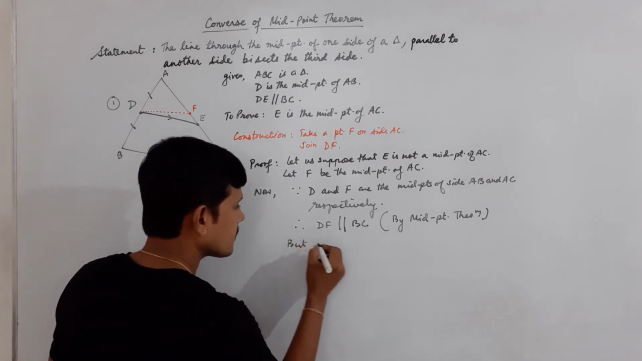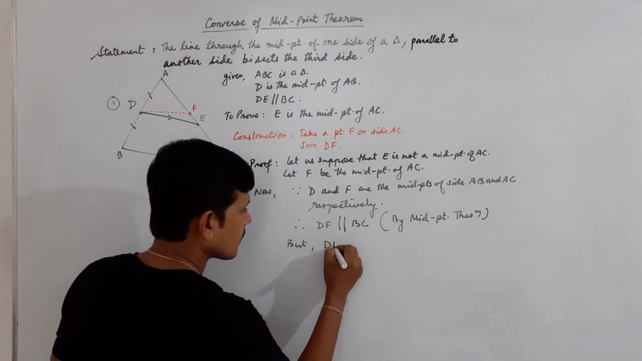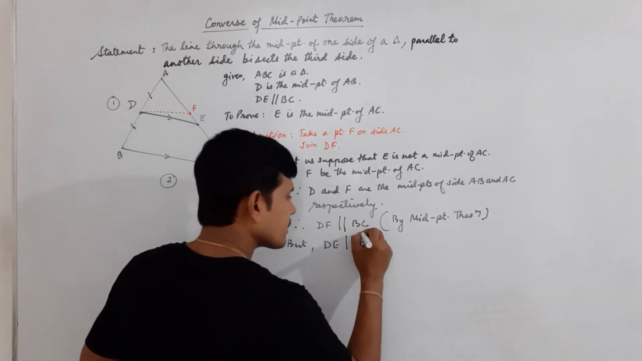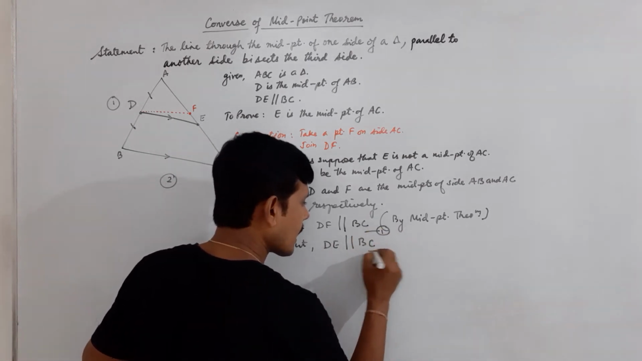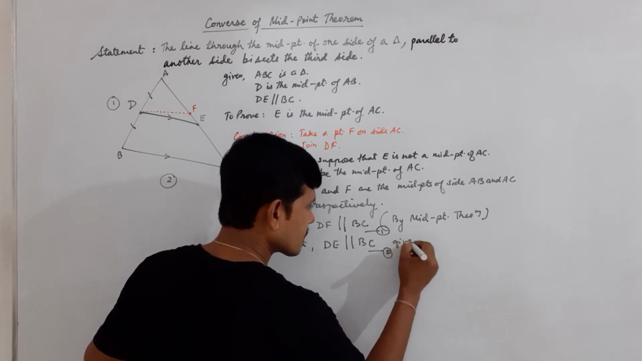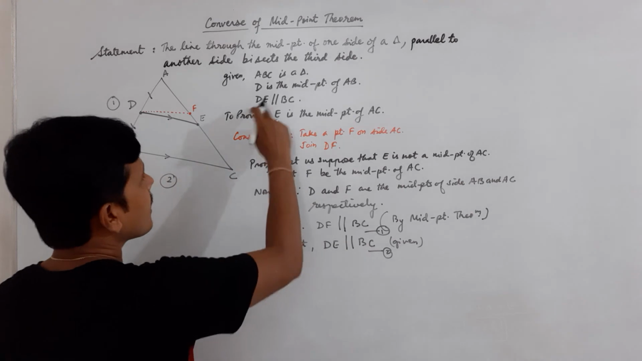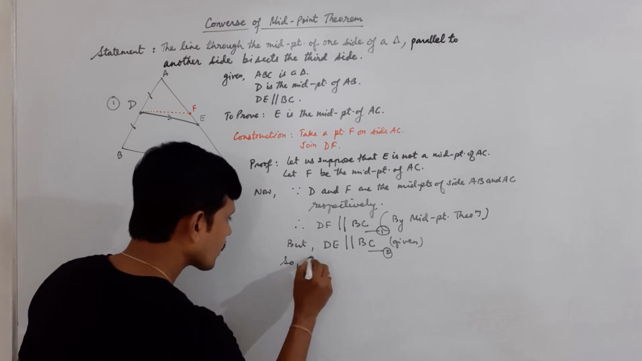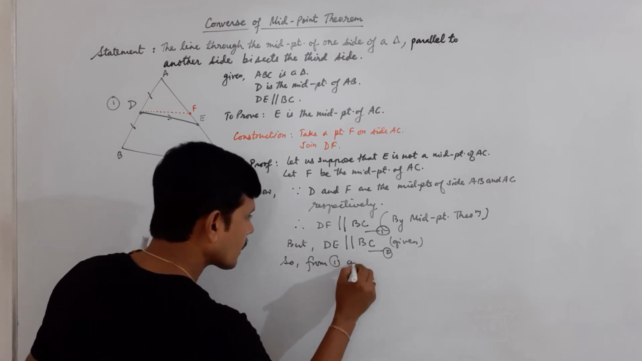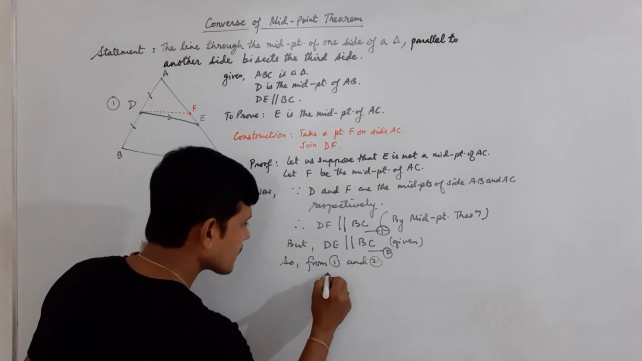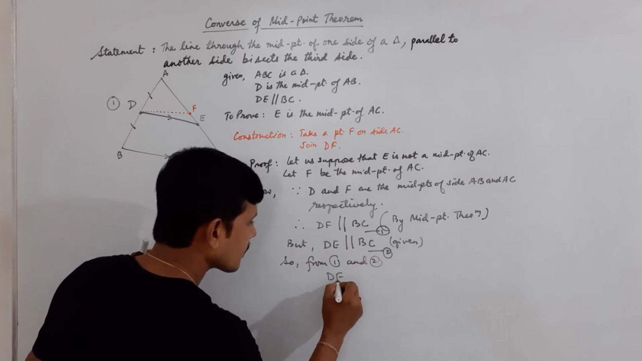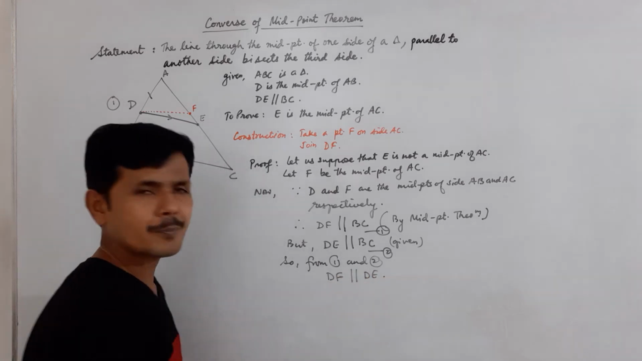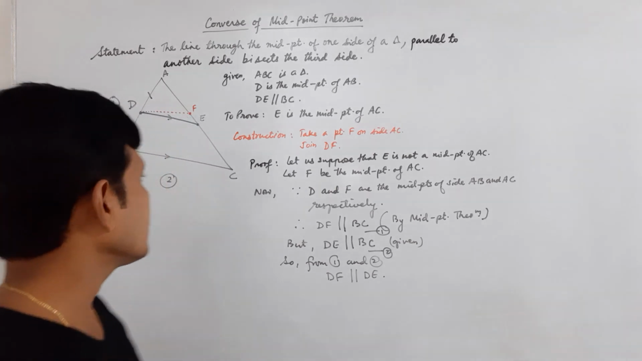But it is given that DE is parallel to BC. Okay, I am considering it as point number 1 and this as 2. This point was given, DE is parallel to BC. See, I have written it over here. Now from 1 and 2 we can say that DF is parallel to DE.